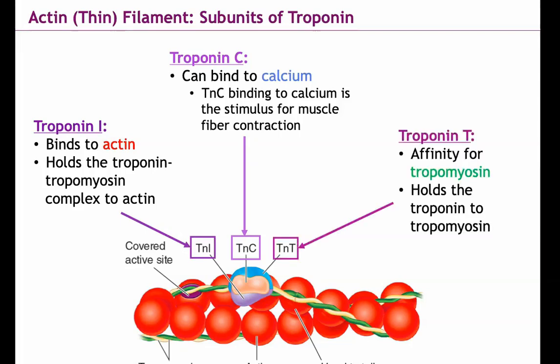Troponin T has an affinity for tropomyosin. Tropomyosin, we already know what this one is. It's this long helix of a protein that prevents contraction. So troponin T holds on to the tropomyosin. So yes, you do have to know each one of these components. You do have to know the difference: troponin I binds to actin, troponin C binds to calcium, and troponin T binds to tropomyosin. That's all you have to know for these three. And remember, they are regulatory proteins that regulate when contraction can occur.